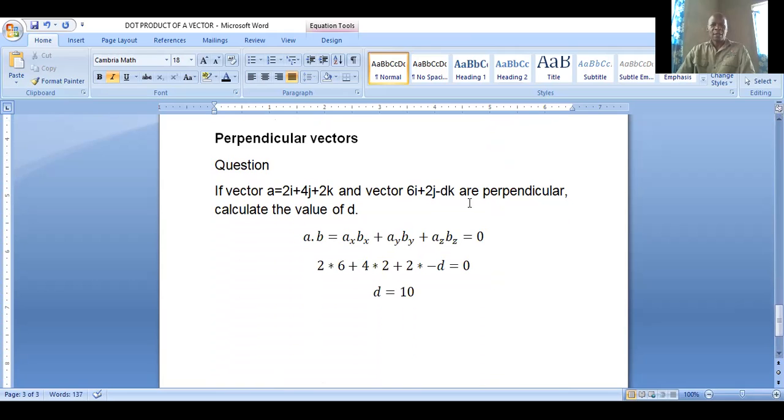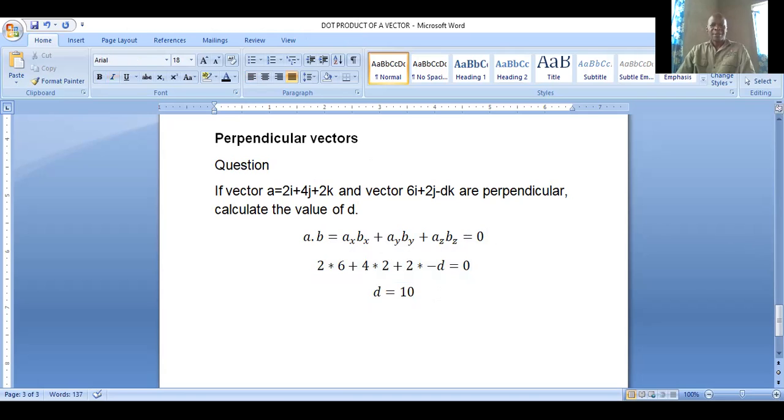The perpendicular vectors, as we indicated, the last part of the question is looking at perpendicular vectors. As we studied earlier on, if two vectors are perpendicular, it means that the angle between them is 90, and that means that the dot product will be equal to 0. And therefore, if we use the component formula, we substitute the first entry, that's 2 times 6 plus 4 times 2 plus 2 times negative d, it gives us 0. And therefore, the value of d, if we make d the subject of the formula, is 10.